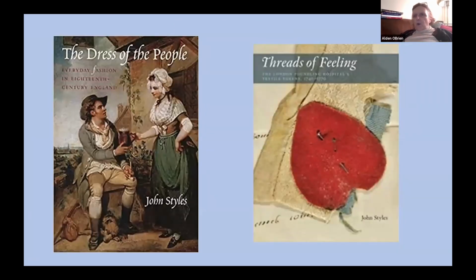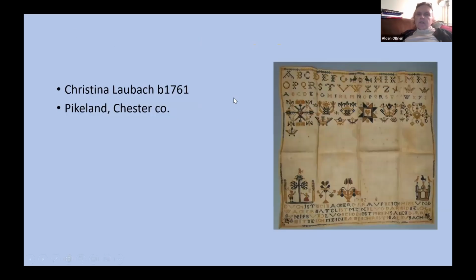And this is the book that Lynne was referring to, The Dress of the People: Everyday Fashion in Eighteenth-Century England, if you're interested. And John Styles also wrote about Threads of Feeling, analyzing the little pieces of fabric that you see in clothing and in quilts in the 18th century, but in these cases were used to help identify the orphans in the Foundling Hospital. So that was what Lynne was referring to. And listening to Debbie talk about some of those quilts, the name Christina or Christiane Laubach was on that family tree.